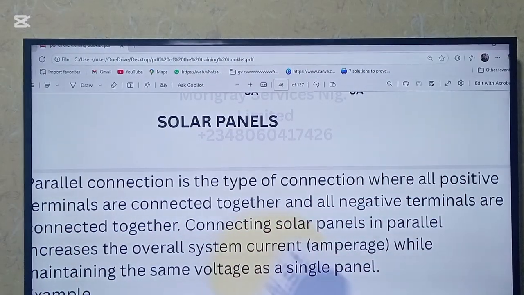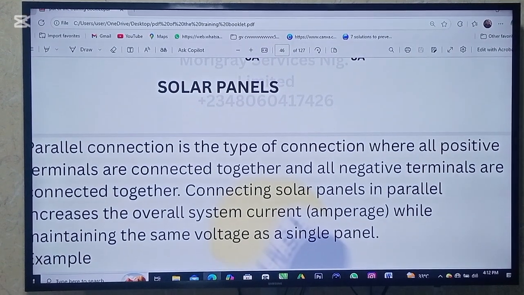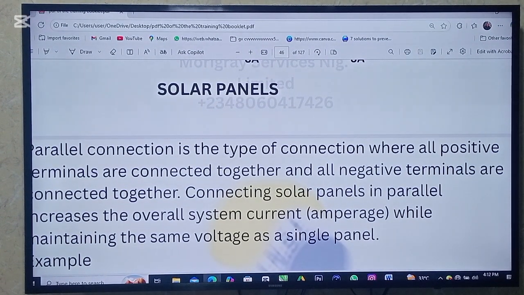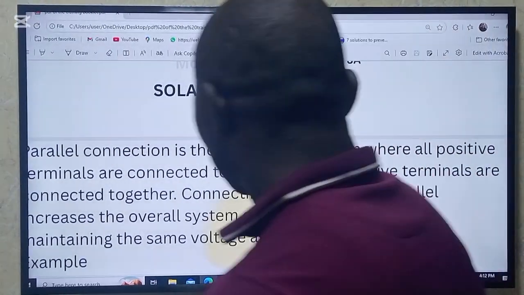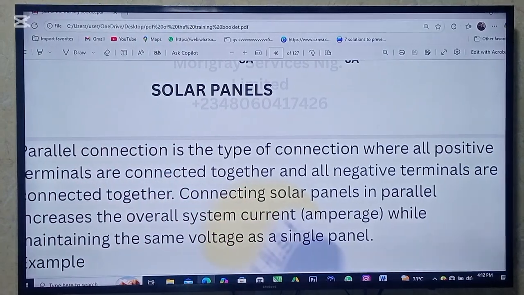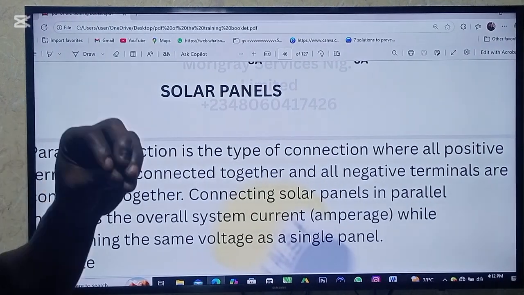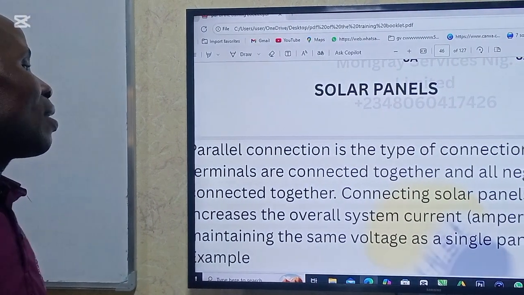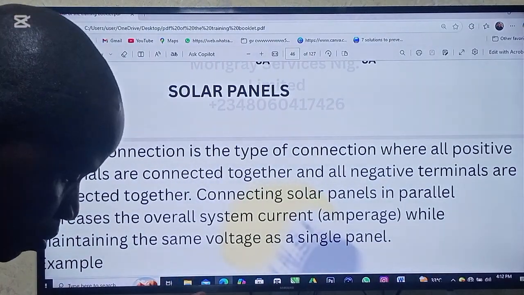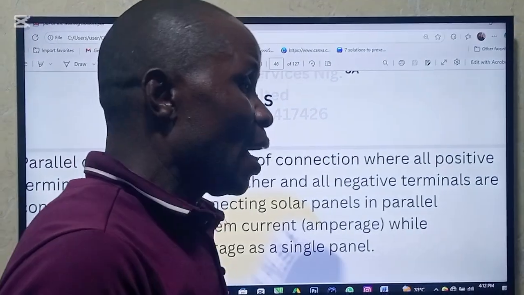Parallel connection is the type of connection where all positive terminals are connected together and all negative terminals are connected together. Connecting solar panels in parallel, there are some characteristics that it has. The characteristics are these. Number one, the overall current will be increased and the voltage remains the same as a single panel in that circuit.